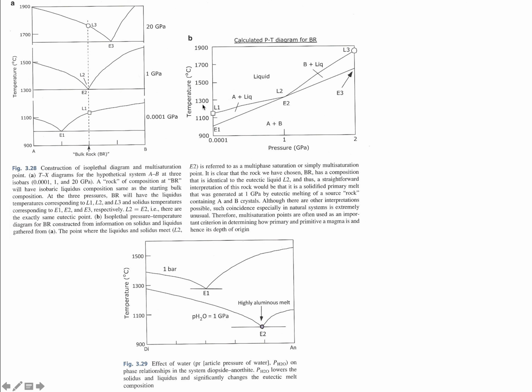So then at diagram number B, we have the calculated PD diagram for the bulk rock. We have here the pressure on the x-axis and the temperature on the y-axis. And you can see here we have the line from eutectic point 1 over eutectic point 2 to eutectic point 3. Here we have liquid 1, liquid 2, liquid 3. We have mineral composition A plus liquid here, mineral composition B plus liquid here, and here we have liquid.